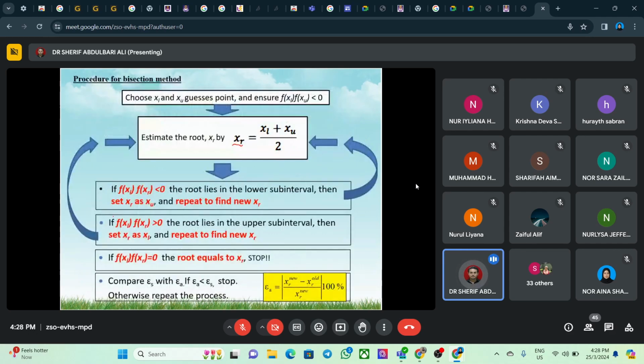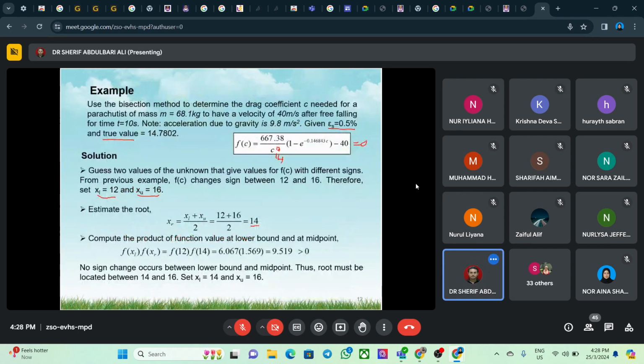Back here to these conditions: if the function of x lower times the function of xr is greater than 0, what's going to happen in the next iteration? X lower will take the value of xr. So for my next iteration, x lower is no longer going to be equal to 12, it is going to be equal to 14. So set x lower to be equal to 14 and x upper will remain the same. Then you will go for the next iteration.